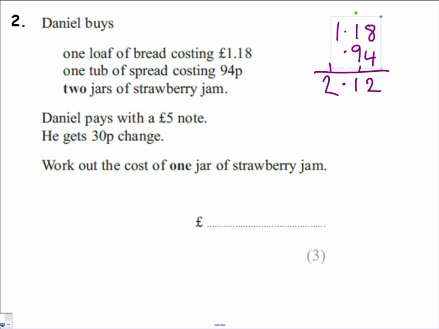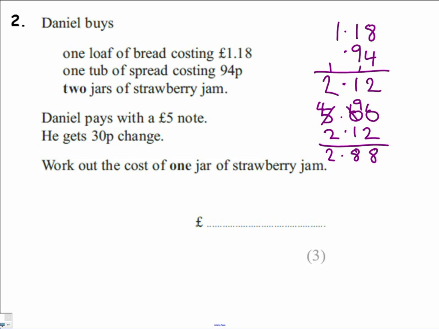He pays with a £5 note, so we have to take our £2.12 from £5. And again, you can use the column method. So that becomes a 4, becomes a 10, cancel it out, it becomes a 9, and that becomes the 10. So it's 2 from 10 is 8, 1 from 9 is 8, and 2 from 4 is 2. So £2.88. However, he also gets 30 pence change. So we need to take another 30 pence off this to work out the cost of our strawberry jam. So that's 8, 5, 2.